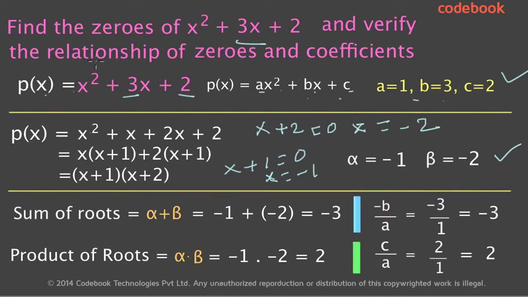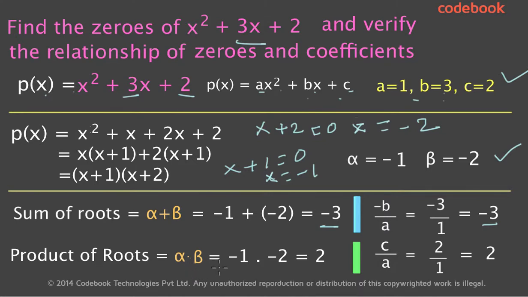The second thing is they are asking us to verify the relationship between the zeros and the coefficients. So let's take the sum of the roots. Alpha plus beta is minus 1 plus minus 2, which is nothing but minus 3. So if you recall the relationship between the sum of the roots of a quadratic polynomial and its coefficients, you will recall that it is equal to minus b by a. So here minus b is minus 3 by a is 1. So minus 3 by 1 is minus 3. So minus 3 is equal to the sum of the roots, right? So we have successfully verified this relationship.